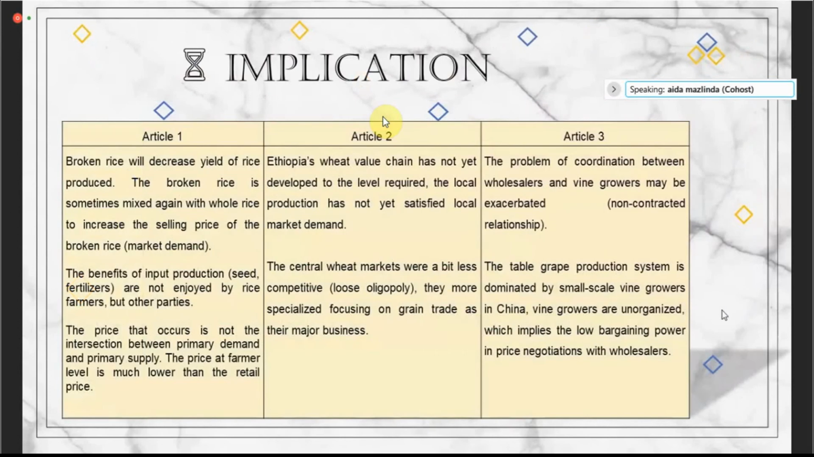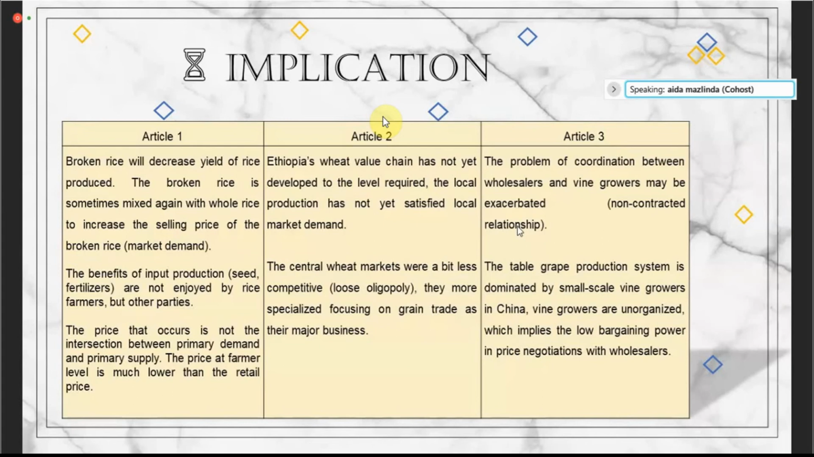Okay, for the implications, Article 1, a research about the rice agro-industry in West Java, Indonesia. First, broken rice will decrease the yield of rice produced. The broken rice is sometimes mixed again with whole rice to increase the selling price of the broken rice. The benefits of input production are not enjoyed by rice farmers but by other parties. The price that occurs is not the intersection between primary demand and primary supply. The price at farmer level is much lower than the retail price.